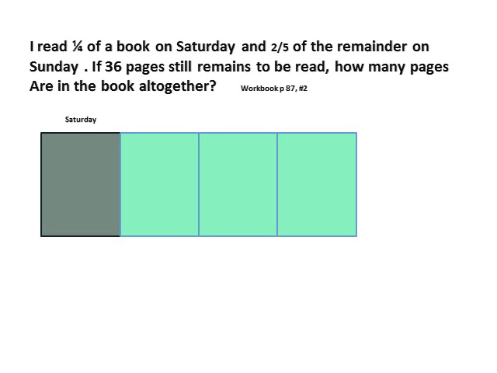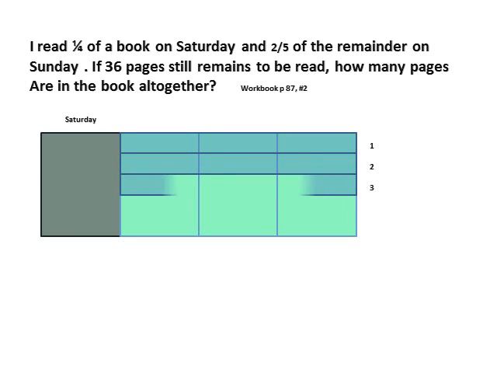Okay, and then it says on Sunday I read 2/5 of the remainder. So therefore these 3 boxes here, I need to divide into 5, right? Since this is already divided vertically, we will divide this one horizontally now. So I will divide this one in 5 horizontally. That's the first strip, this is the second strip, third strip, fourth strip, and fifth strip. The originally green boxes are now blue, and you have how many smaller boxes? You have 15 smaller boxes now.